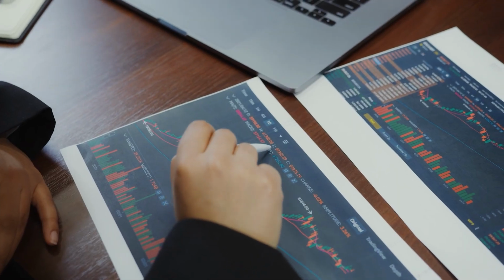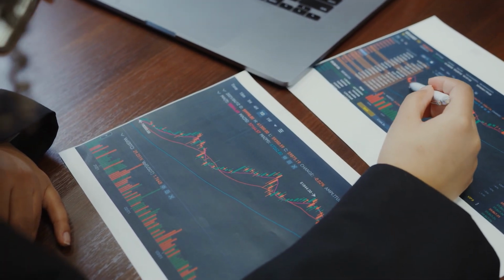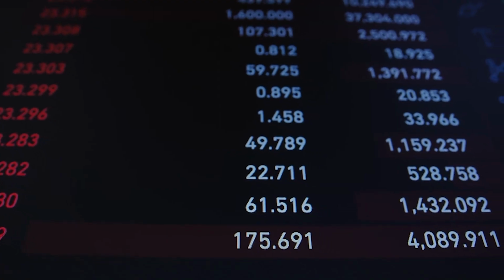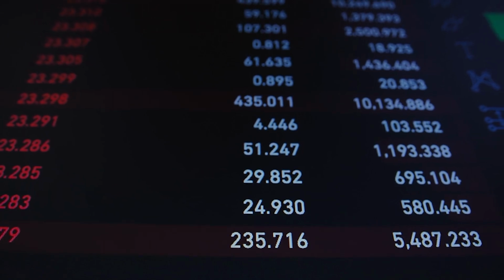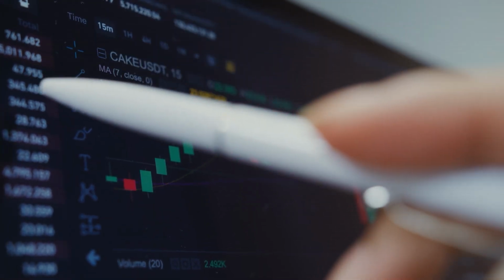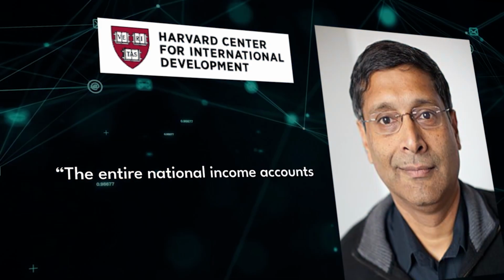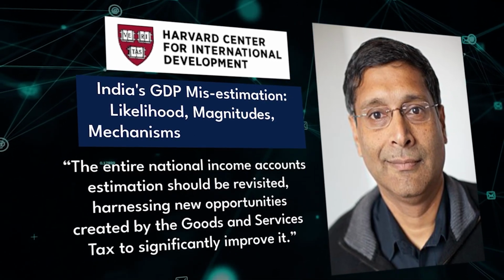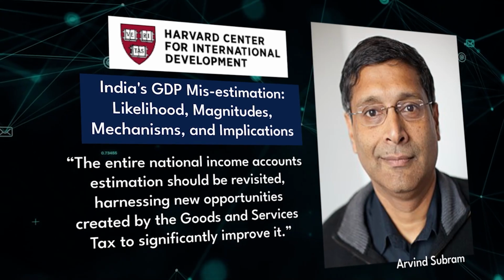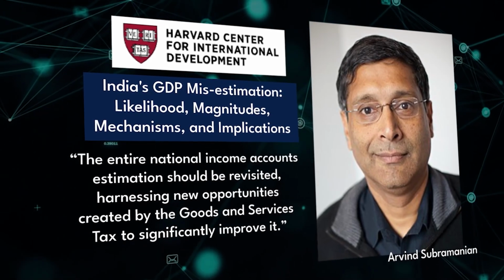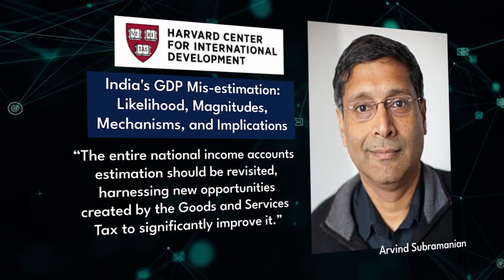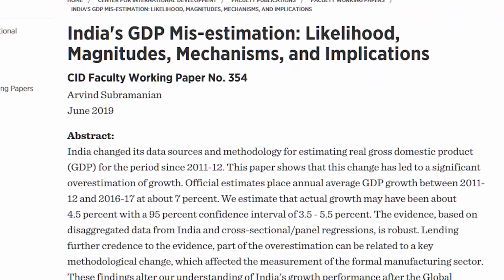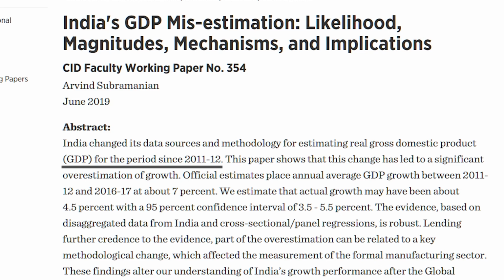This is easier said than done, as in reality, discrepancies can arise due to data collection issues and methodological differences. For example, in India, GDP figures calculated using the income and expenditure approaches often show significant differences. A notable study, India's GDP Misestimation: Likelihood, Magnitudes, Mechanisms, and Implications by Arvind Subramanian, an economics professor and former chief economic advisor to the government of India, highlights significant overestimation of GDP growth due to changes in data sources and methodology since 2011 to 2012.